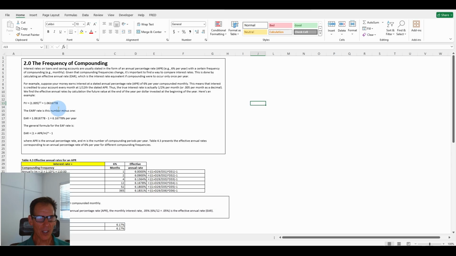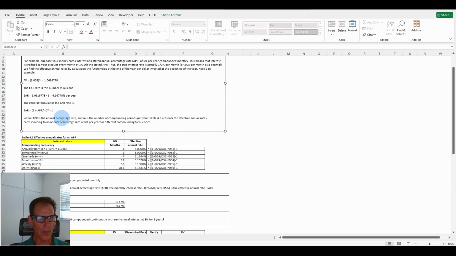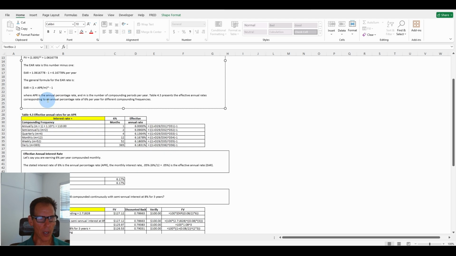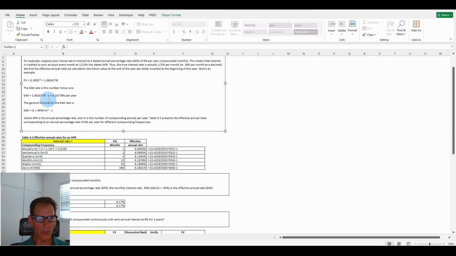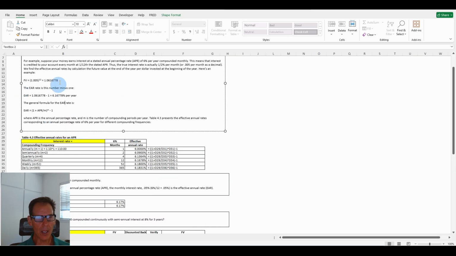The EAR is that number minus 1, 6.16%. The general formula for the EAR is 1 plus APR divided by M, to the M, minus 1, where APR is the annual percentage rate and M is the number of compounding periods per year. We did the same thing. The notation is different from what I discussed earlier. I was using the effective annual rate. Here it's changed. It says the annual percentage rate.